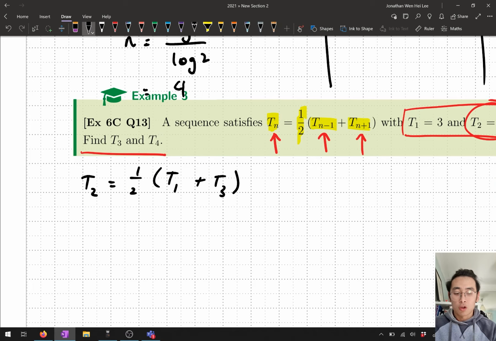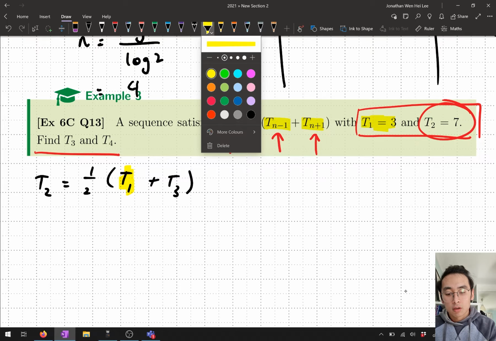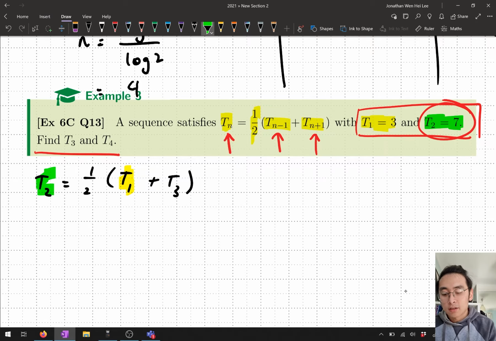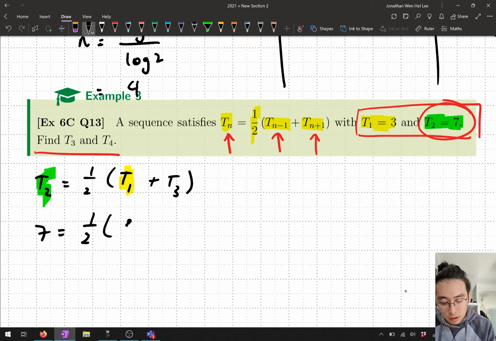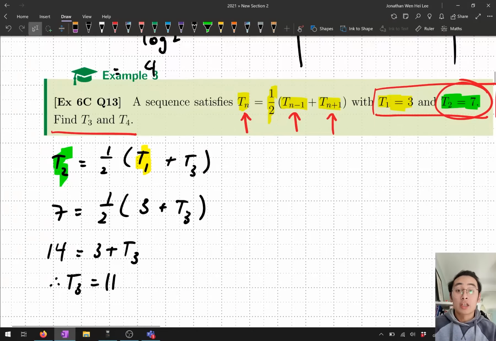And so here I can substitute T1 because I have a value for T1 into here. And I also have a value for T2. I can substitute it into here and I can solve for T3. So I've got 7 is equal to a half times 3 plus T3. And we can solve for T3. So I can multiply by 2 to get rid of that half. And so here, therefore, T3 is equal to 11. Now that's one way that you can do it.